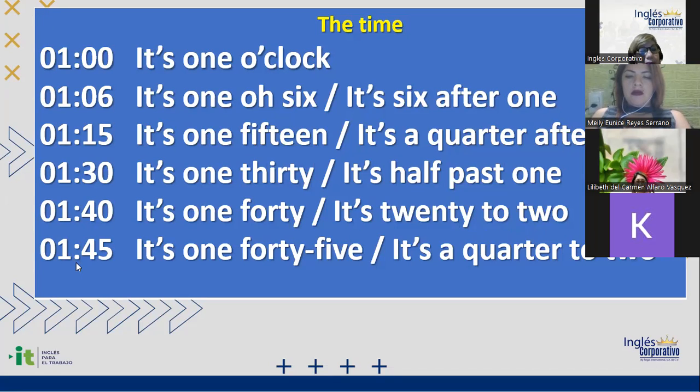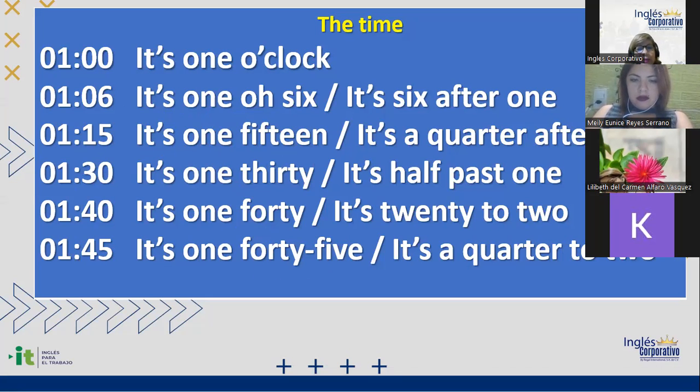Okay. Now, this is 1:45. Second possibility is quarter to 2. Okay. Si se fijan, la primera posibilidad es bien fácil porque prácticamente solo es leer los números. Por ejemplo, aquí si tiene un 6, solo dice is 1:06. Aquí un 1, un 15, is 1:15. Un 1, un 30, is 1:30. Un 1, un 40, is 1:40. Un 1, un 45, is 1:45.